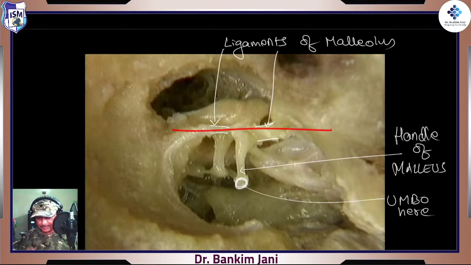So malleus and incus move together. If this is the central line, these bones move like this. On one side there is the eardrum, like a speaker cone; when it vibrates, the tympanic membrane vibrates, so the malleus and incus vibrate, and that is transmitted to the stapes, and the stapes via the oval window sends it into the perilymph, into the inner ear.